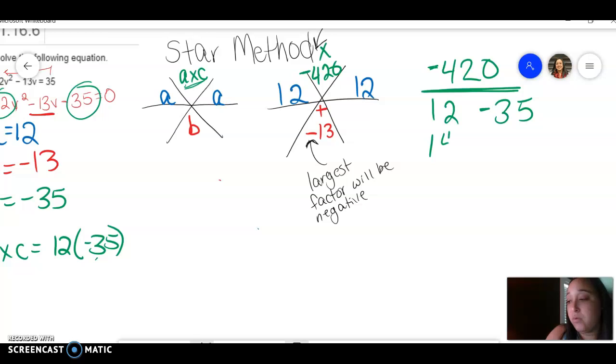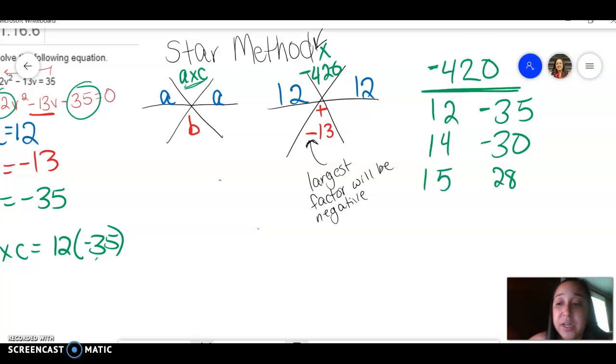And what we're looking for is a difference of 13. So 14 and 30. Now if I have negative 30, and I add 14 to it, that's going to give me negative 16. So that's not negative 13. So let's take 420 and maybe divide that by 16. That's not going to work. 420, I skipped 15. I have 15 and I have 28.